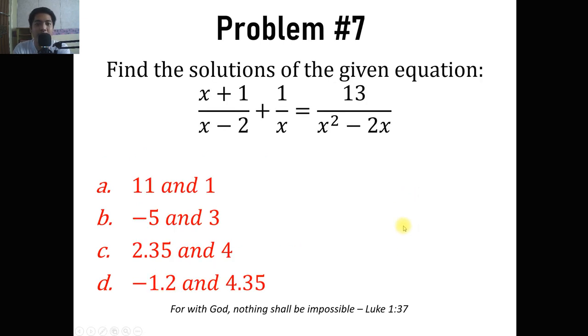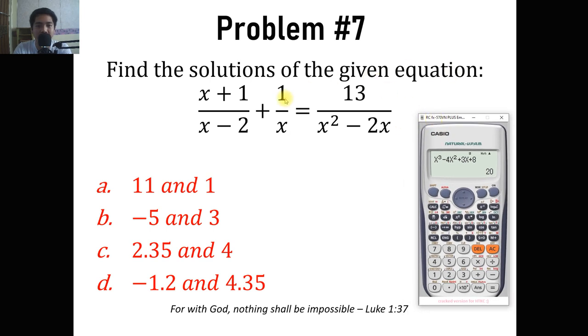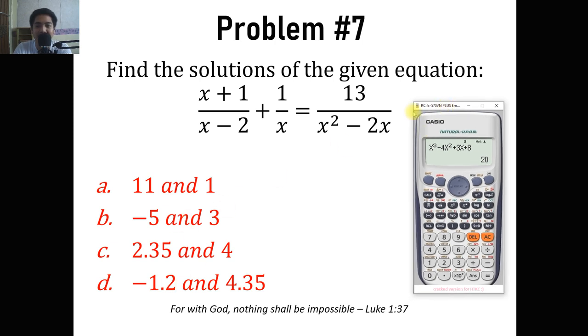Okay, so problem number 7. Find the solutions of the given equation. So we know that we have x squared minus 2x here, so we definitely have two roots here. Since this is an equal sign, we don't have to be good at algebra in solving this if you have a calculator. Since we have choices, what are we going to do? We are going to do reverse engineering.